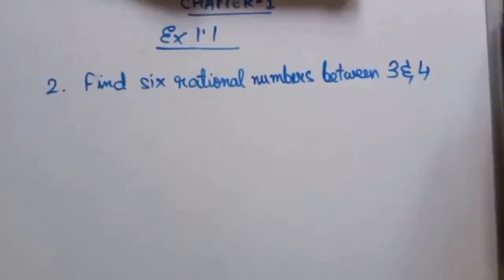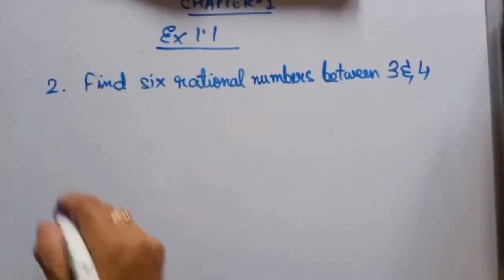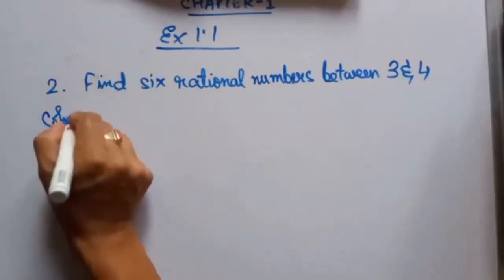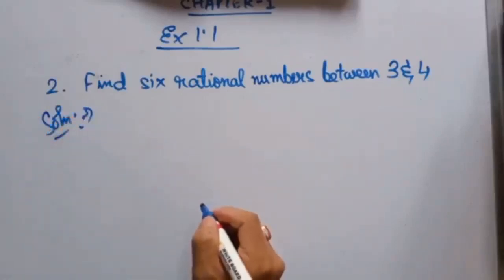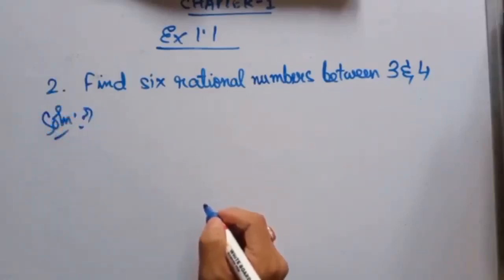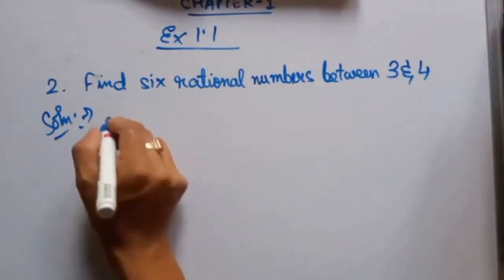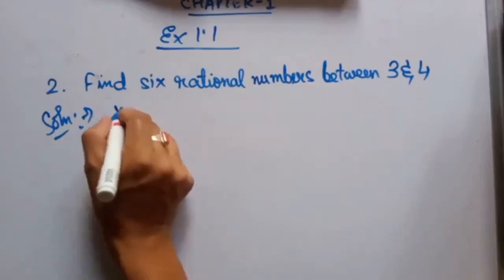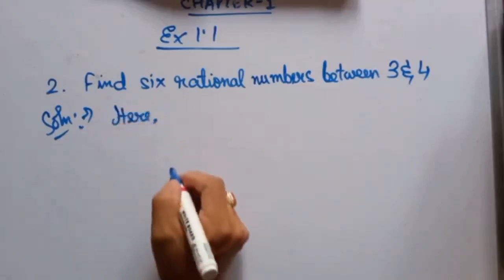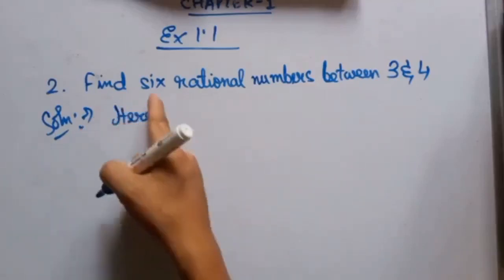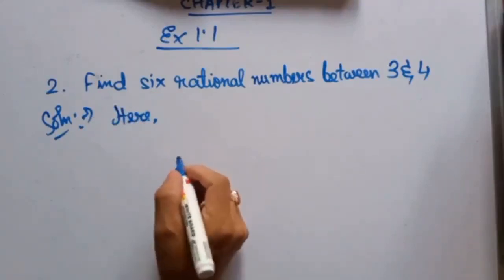Exercise 1.1, question number 2. Find 6 rational numbers between 3 and 4. So to find 6 rational numbers between 3 and 4, we have to convert 3 and 4 into their equivalent rational numbers. To do that, we have to multiply both the numerator and denominator of these numbers by 1 more than 6, which is by 7.